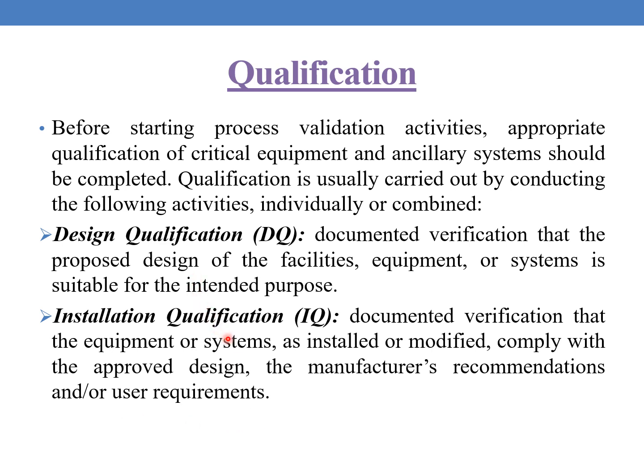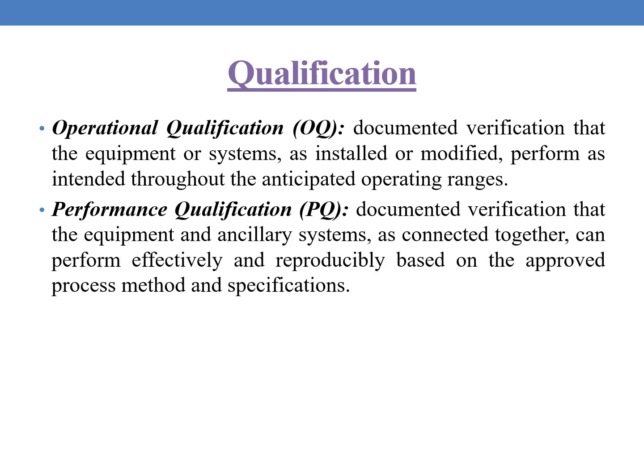Next is operational qualification: documented verification that the equipment or systems, as installed or modified, perform as intended throughout the anticipated operating range. Next is performance qualification: documented verification that equipment and ancillary systems, connected together, can perform effectively and reproducibly based on the approved process method and specification.